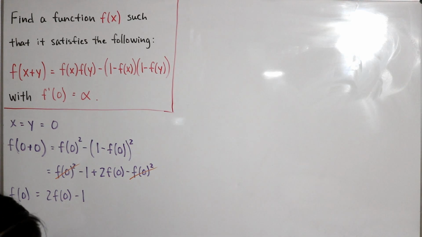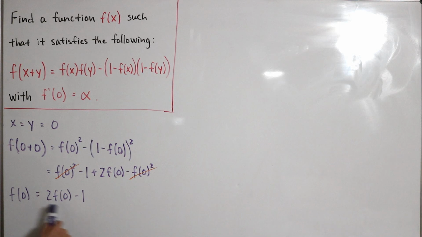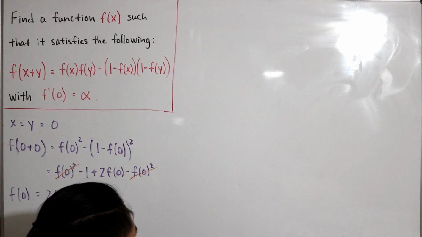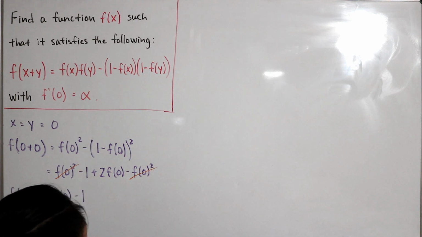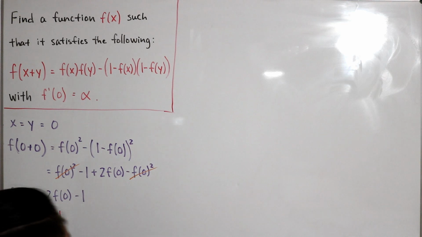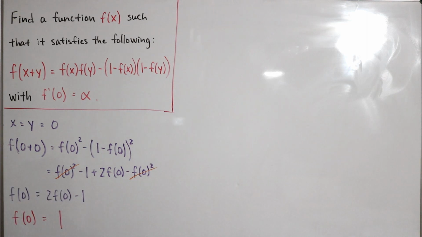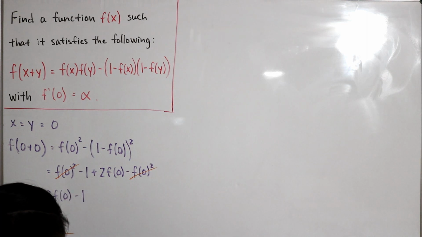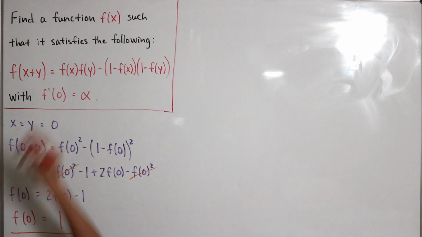With a little bit of algebra that's not difficult, we can subtract an f of 0 from both sides and then add a 1 to the other side. Therefore we've built our little initial condition, with the value that f of 0 is indeed equal to 1. So f of 0 equals 1, and we'll utilize this condition to help solve the rest from here.